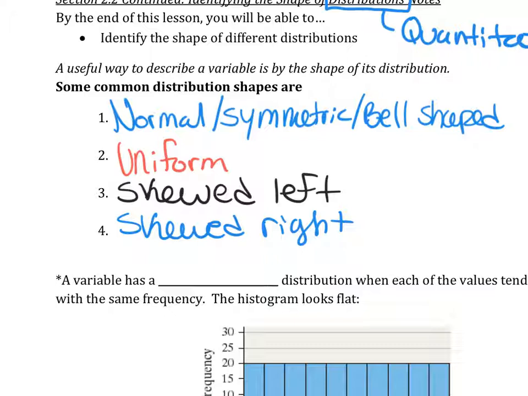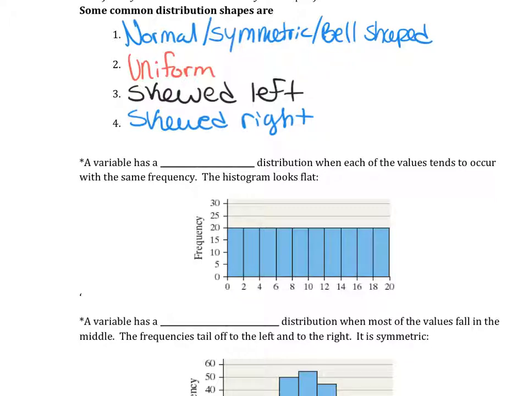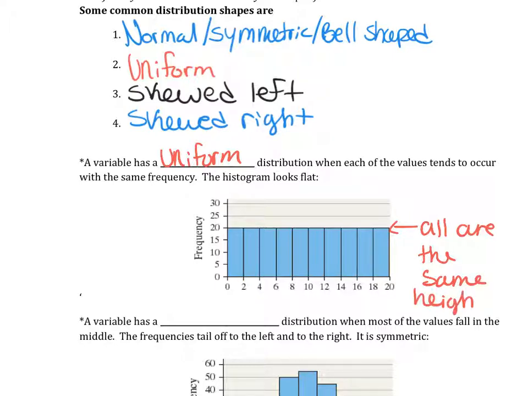Okay, so when we are identifying a distribution, it's just the general shape of the graph. You don't have to go into all the little details and the ups and downs, it's just the overall general shape. So we say a variable has a uniform distribution when each of the values tend to occur with the same frequency, or it's straight across, all your bars are the same height. So it makes kind of a rectangle. And again, they don't all have to be exactly the same in order for it to be uniform, as long as they are all close to being the same, it could still be uniform.